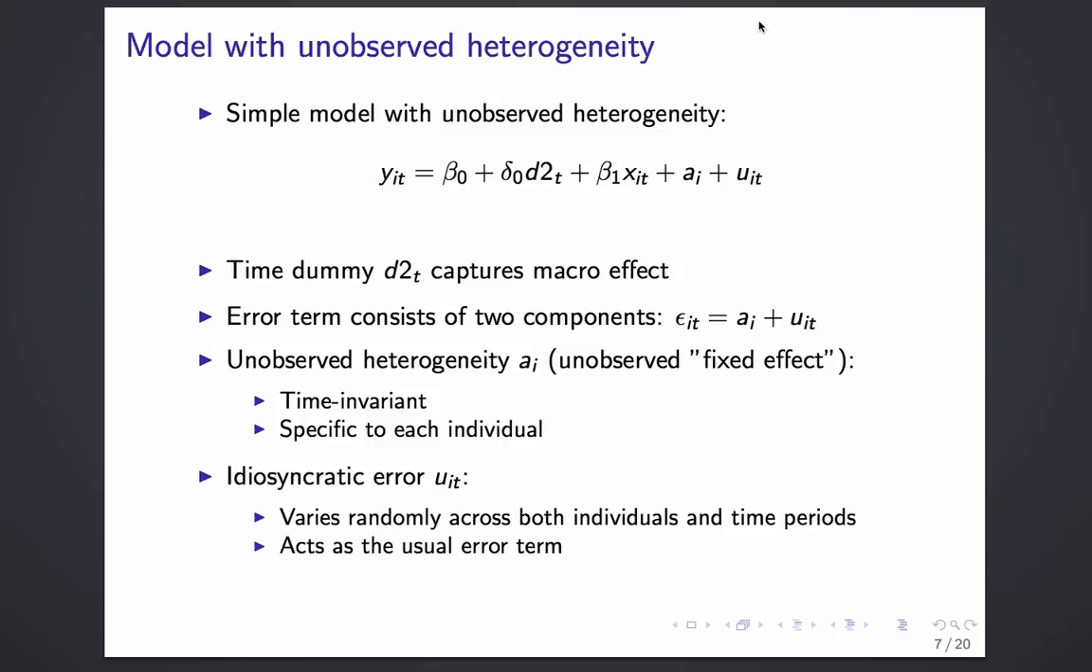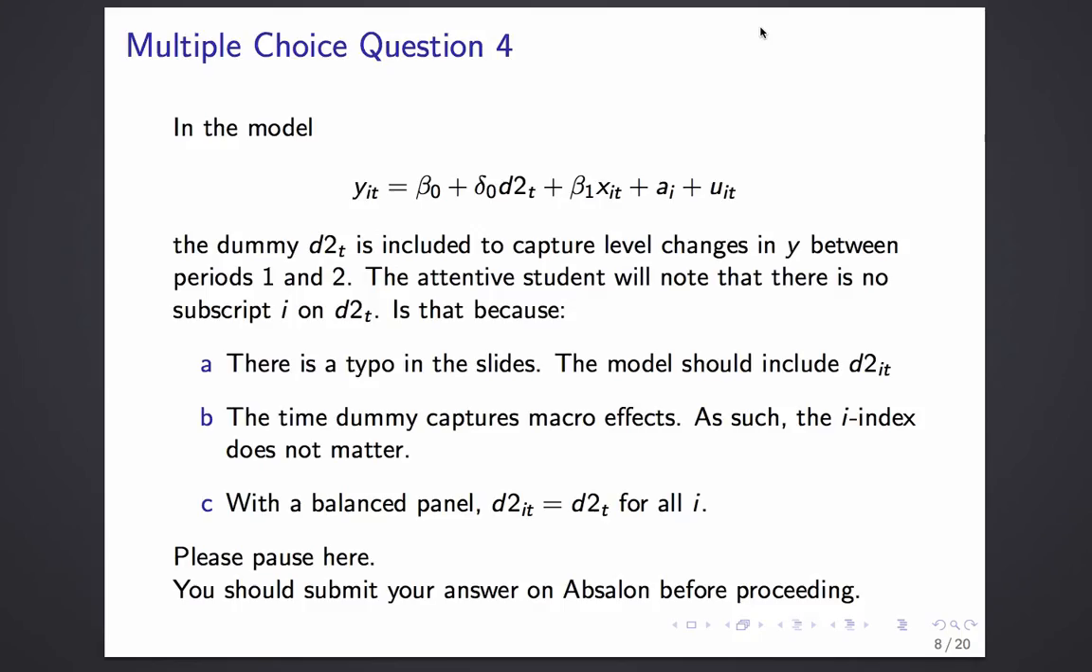So for a panel data model, we typically think of an error structure that includes these two components: an unobserved fixed effect, in this case an individual fixed effect because we're working with data on individuals, and then we have our typical idiosyncratic error term. Before we move on, let's have another multiple choice question.